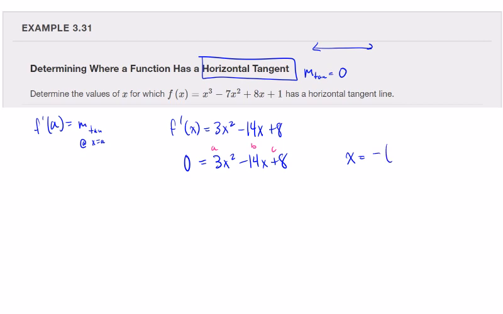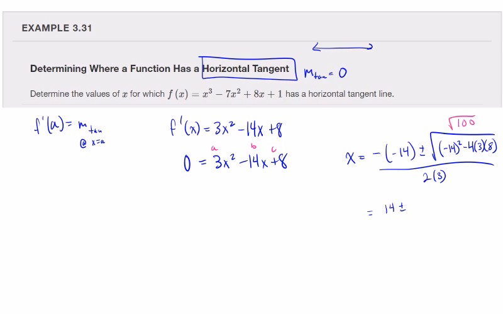All right, so it's negative b plus or minus the square root of b squared minus 4 times a times c, all over 2 times a, right? So that's our formula. So it's going to be 14 plus or minus, and you can actually just plug this whole value in your calculator if you want to, but 14 squared is 196, and this would be negative 12 times 8, which is negative 96. So 196 minus 96 is 100, and the square root of 100 is 10. So we're going to have plus or minus 10 here. Then on the bottom, we'll just have 6.